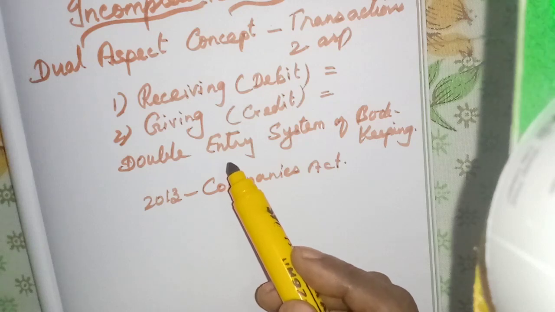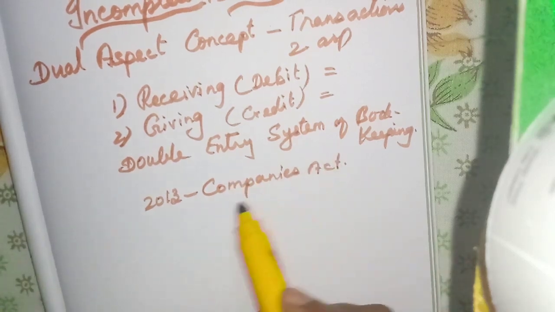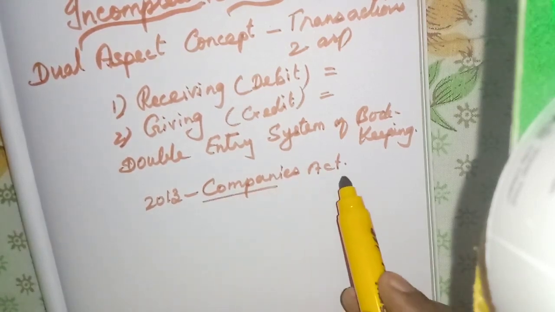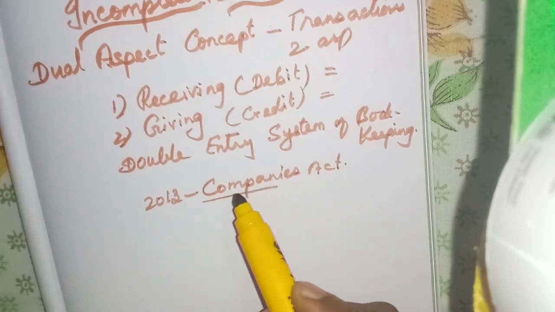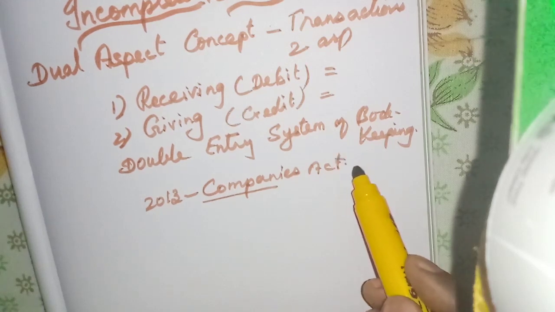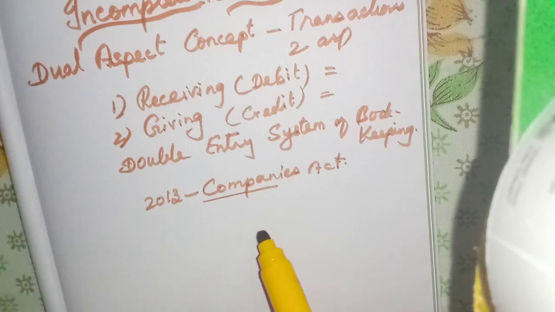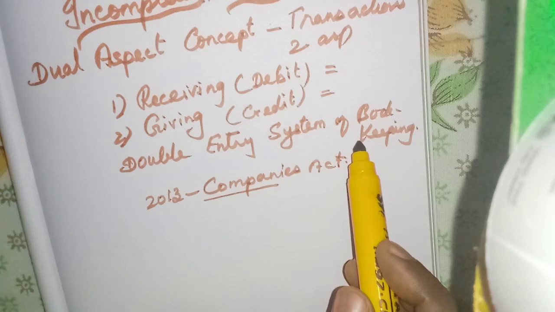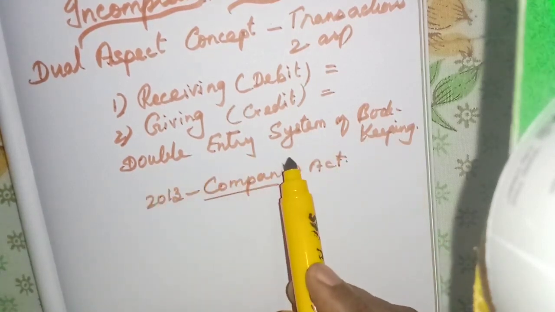Every organization here, especially under this Companies Act, we will be talking about companies, that means the joint stock companies. Companies start with a minimum of 2 members for private companies and 7 members for public companies, isn't it? So these companies must prepare the books of accounts under the double entry system.